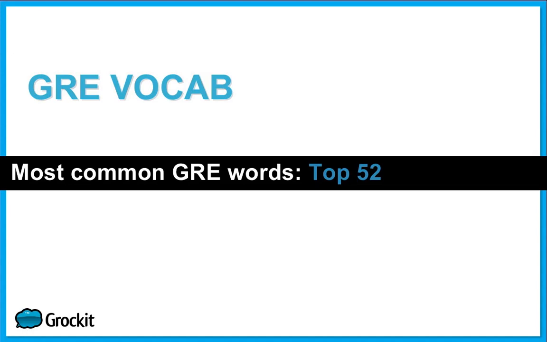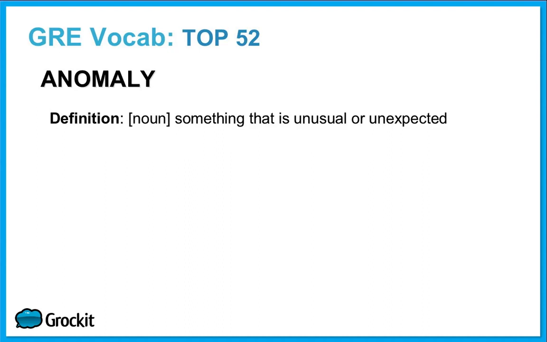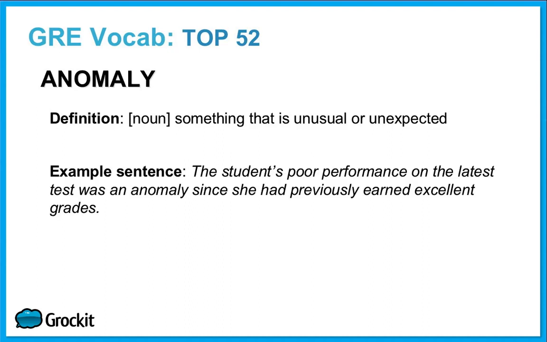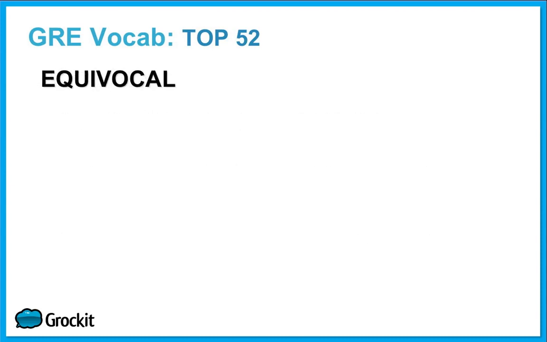Knowing the most common GRE words can greatly increase your confidence as well as your score. The first word to know is anomaly. Anomaly is a noun, and it means something that is unusual or unexpected. The student's poor performance on the latest test was an anomaly since she had previously earned excellent grades. Aberration, abnormality, exception, oddity, and rarity are all synonyms.